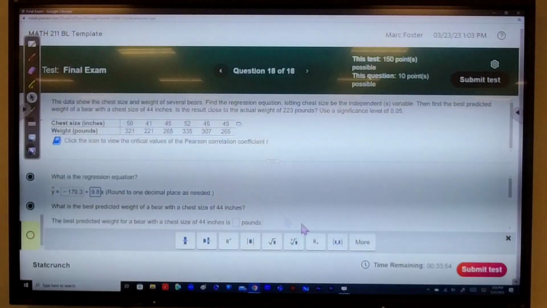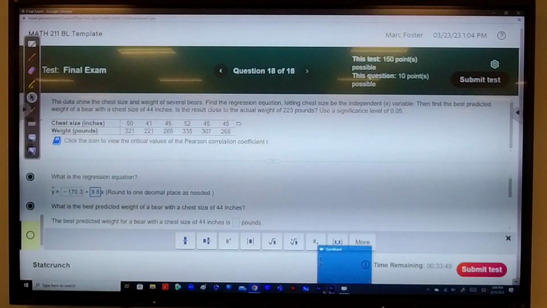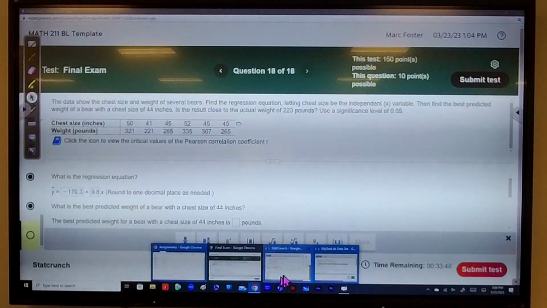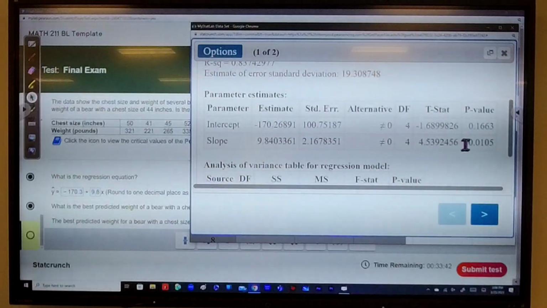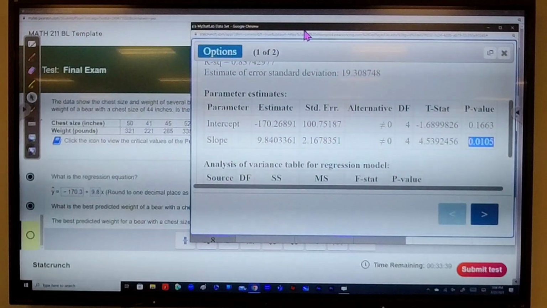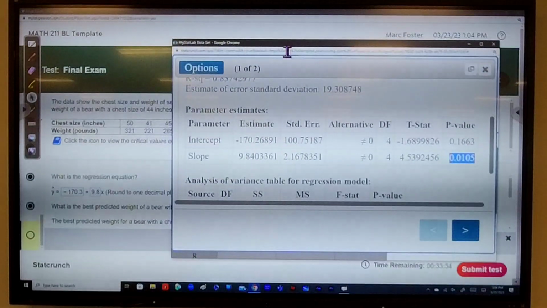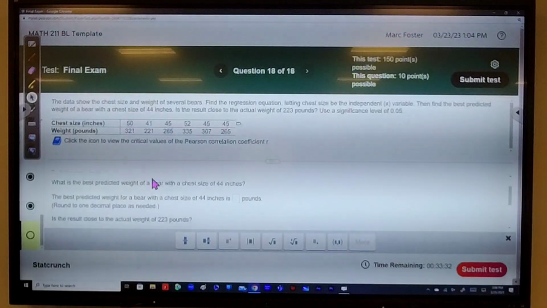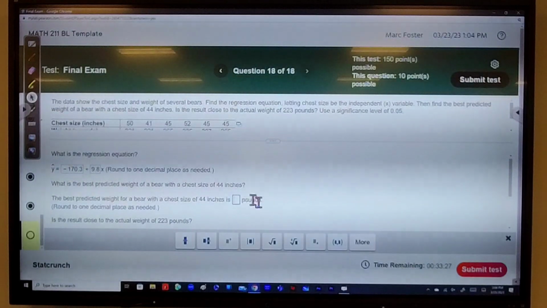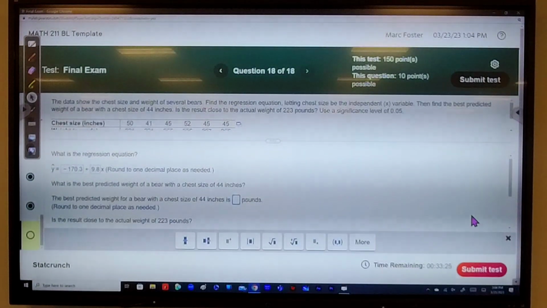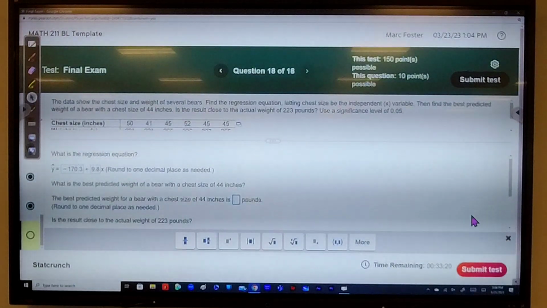What is the best predicted weight of a bear with a chest size of 44 inches? I don't know. Let me consult the p-value. That p-value is 0.0105, which is less than my alpha, so I'm good to go for using the regression equation. So now I will use it. If it had been bigger than my alpha, then I would not use it. I would use the average of the y values.